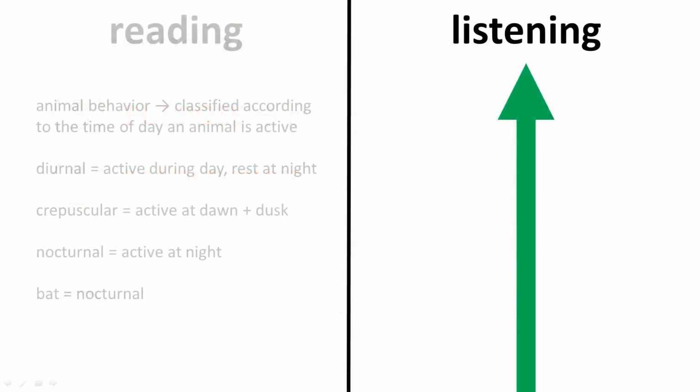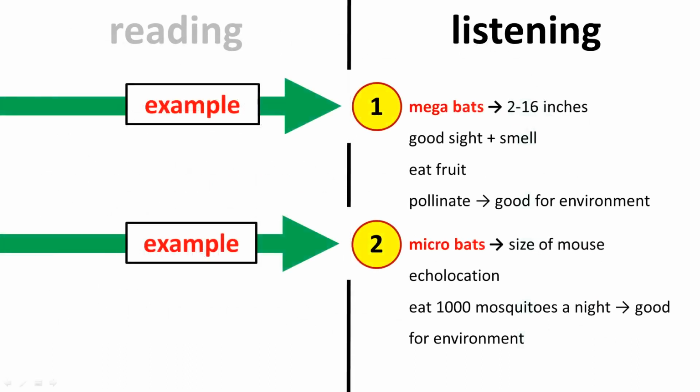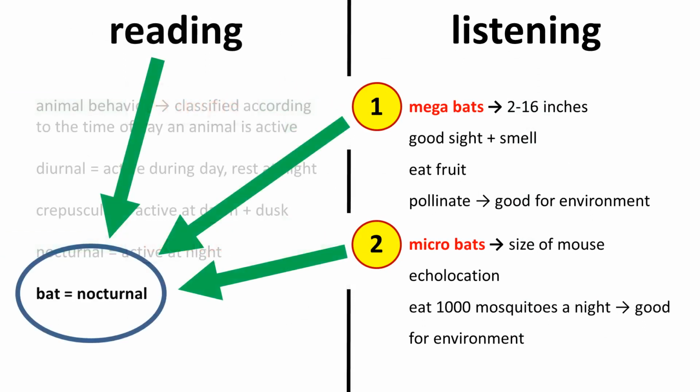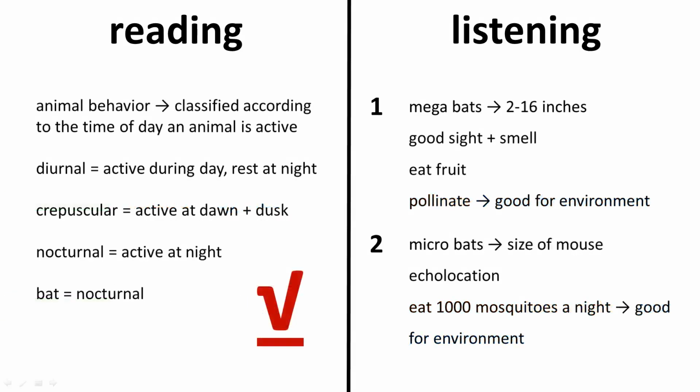Next, look at the listening notes mapped out under Listening on my note map. Note there are only 2 examples. Note how the behavior of each bat is a supporting detail that develops a point in the reading. Note also how the behavior of each bat is defined by cause and effect. My note map is now complete. Pause here to read it.